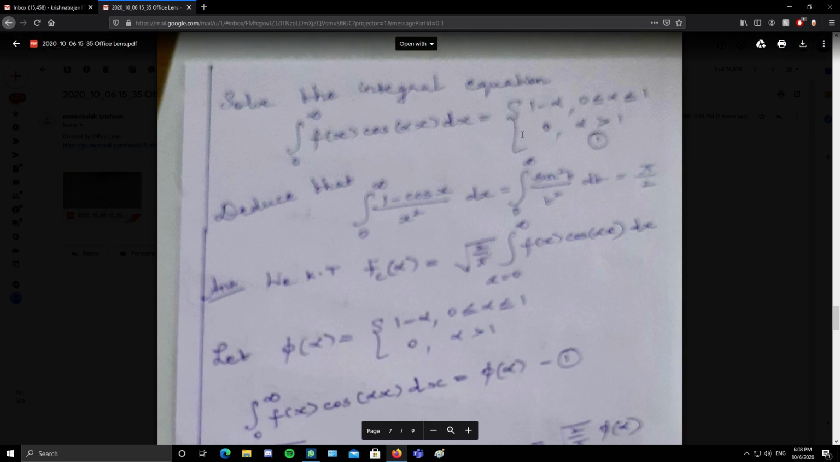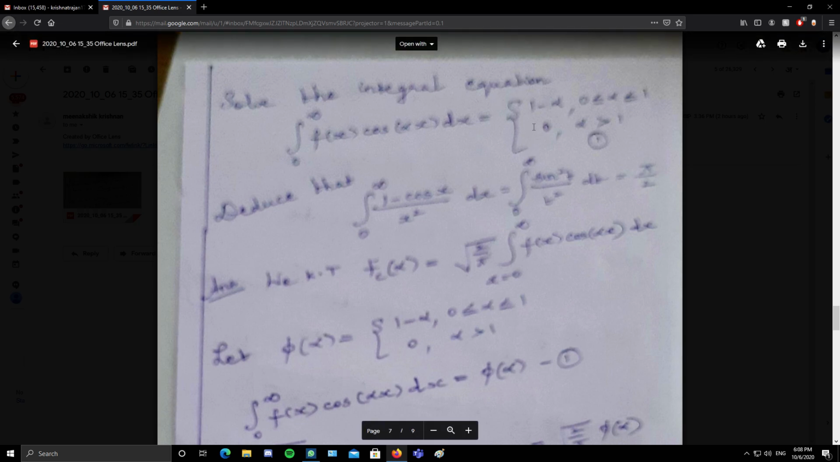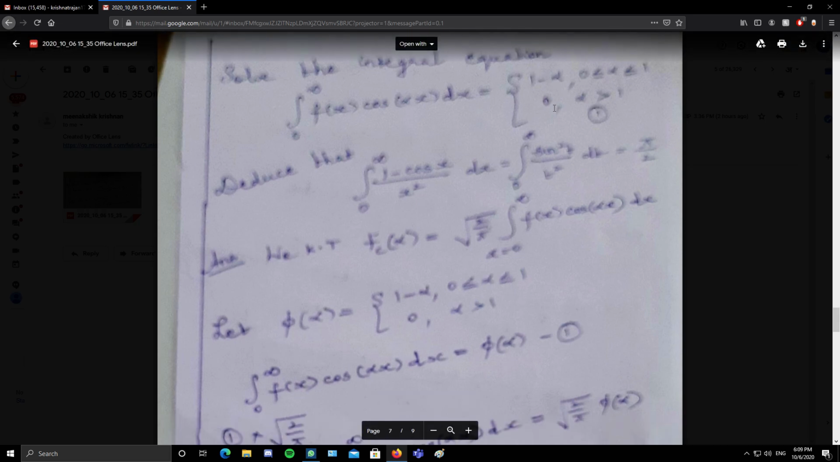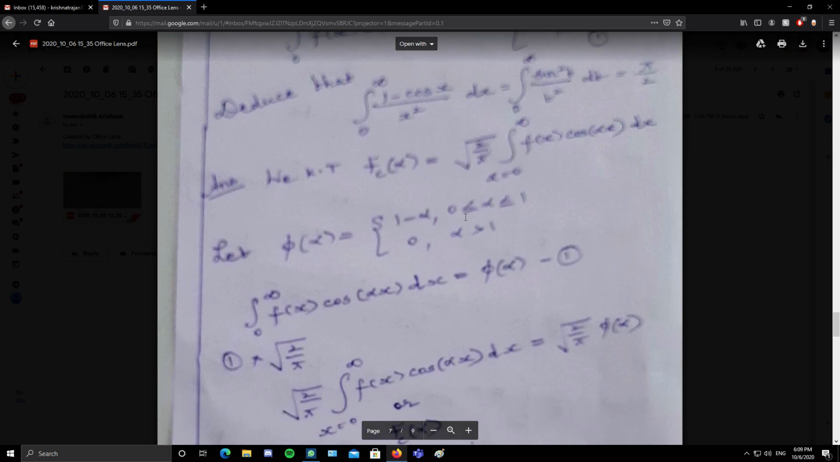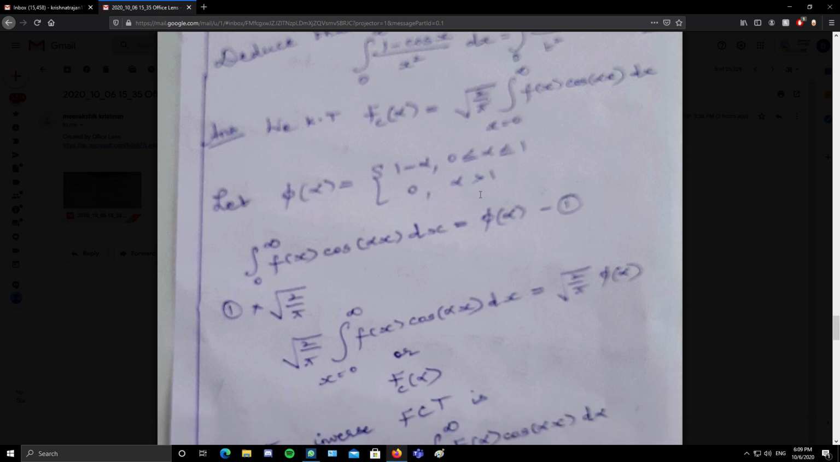So whenever you solve an integral equation and the right side is in two or more subintervals, take the right side as a function of the constant. On the left side, x is a variable and alpha is a constant. That is why we define the right side as phi of alpha. Definite integrals are always functions of constants. So let phi of alpha be the right side, that is 1 minus alpha for 0 less than or equal to alpha less than or equal to 1, and 0 when alpha is greater than 1.